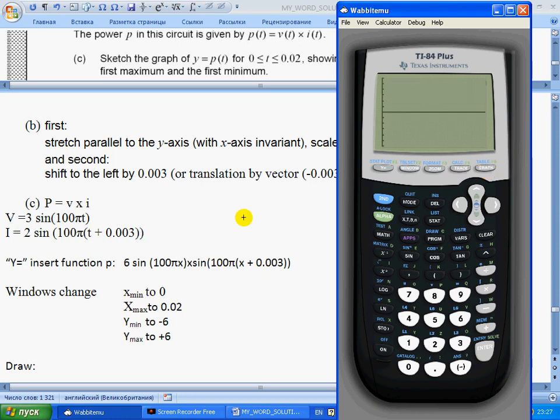So let's see. We press draw. You see right top bottom, it shows that it works. So it draws the graph. Let's wait. Why my graph looks so nice is because beforehand I changed window settings, x minimum to 0, x maximum to 0.02, y minimum to -6 and y maximum to +6. I will show you how to do it.